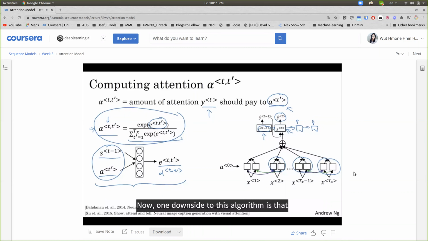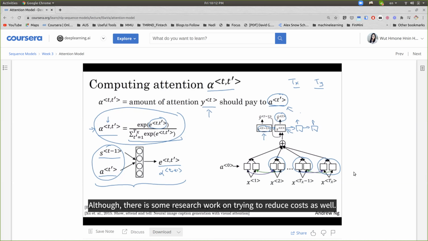Now, one downside of this algorithm is that it does take quadratic time, or quadratic cost to run this algorithm. If you have tx words in the input and ty words in the output, then the total number of these attention parameters is going to be tx times ty. And so this algorithm runs in quadratic cost. Although in machine translation applications where neither input nor output sentence is usually that long, maybe quadratic cost is actually acceptable. Although there's some research work on trying to reduce this cost as well.